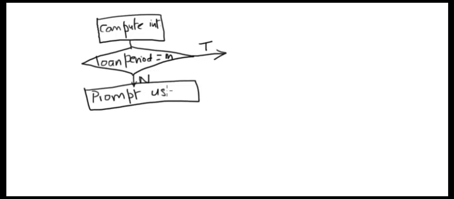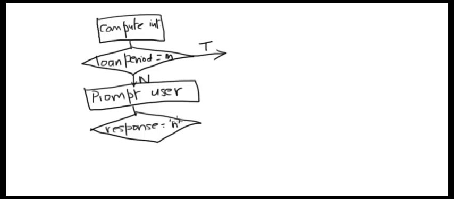So we prompt the user. We need to check the response from the user. We assume that the response is stored in a variable called response. So we add a decision box to check if response equals n. If the response is n, we must exit. So this is the branch for exiting. If response is not n, we must increment m.